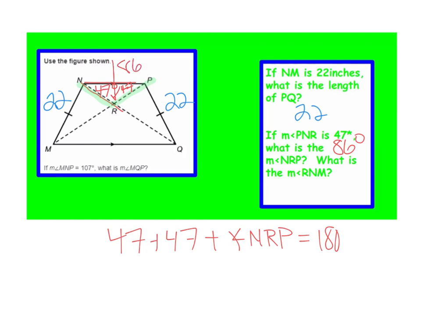NRM or RNM, we just figured that one out. So we would say this whole thing is 107. And so we would do 107 minus 47, which would equal 60. So this guy would be 60 degrees. Okay. Yes, 86. Nice.